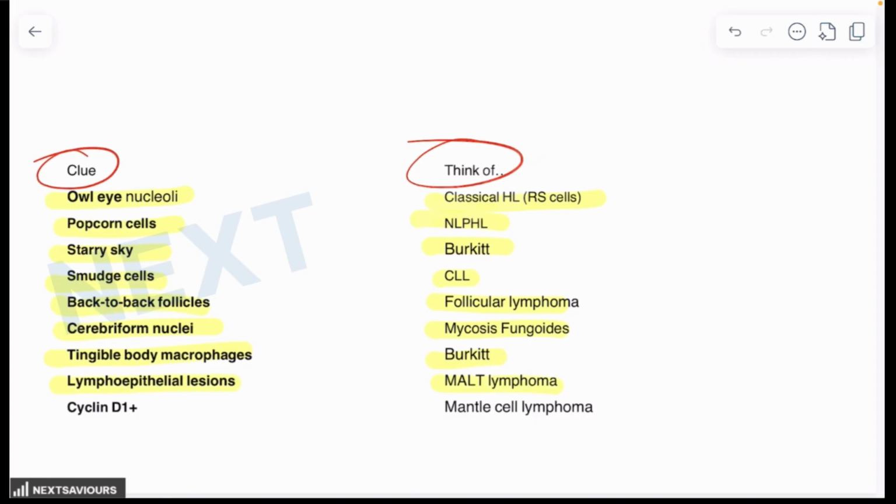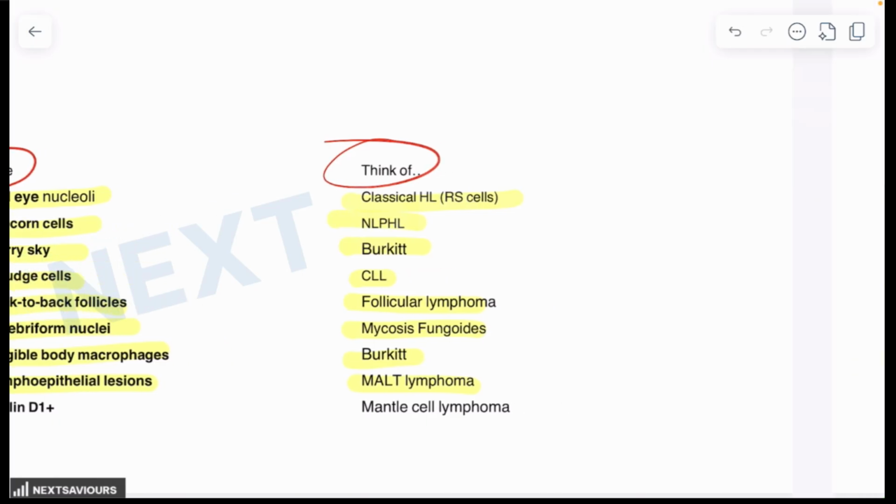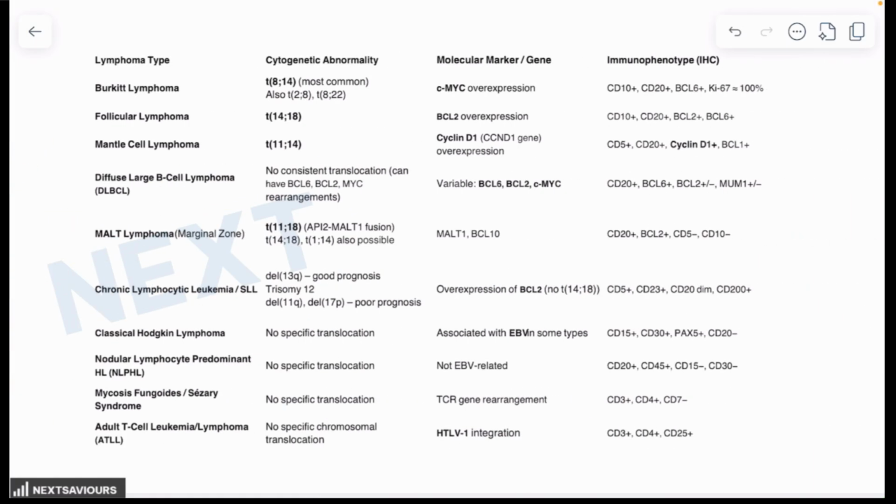So these are the clues which could be provided to you in the question, and as a fourth segment, finally, in order for you to conclude the diagnosis, they are providing you a molecular marker or the immunophenotype if at all cytogenetic abnormality is not present.